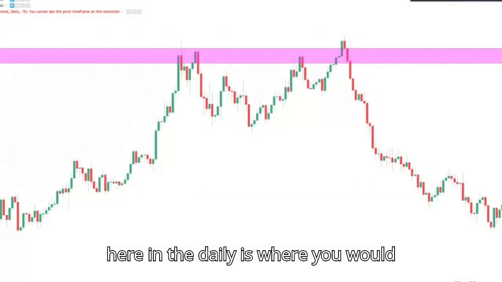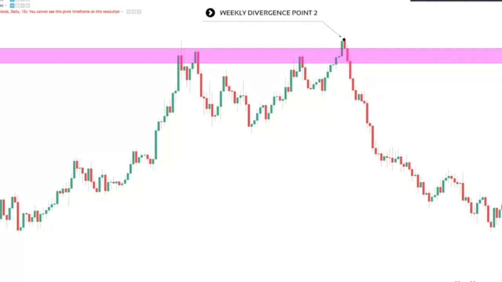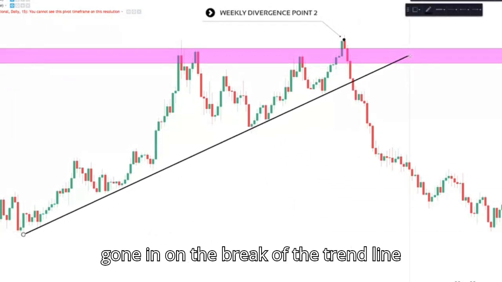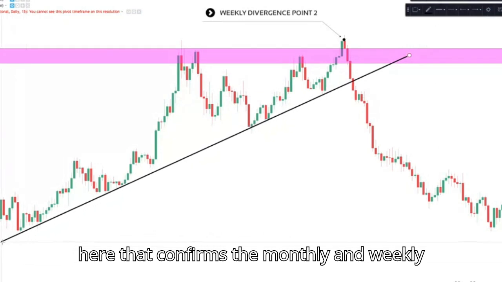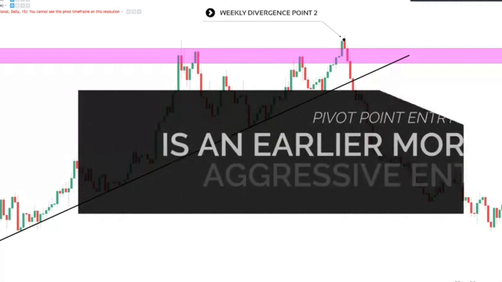And remember that weekly divergence doesn't come often, but when it does, it is a strong signal of a possible trend change. Now, here in the daily is where you would enter on a traditional swing trade. This point here is the higher high of the weekly divergence. And you could have gone in on the break of the trend line here that confirms the monthly and weekly time frame bearish price action.